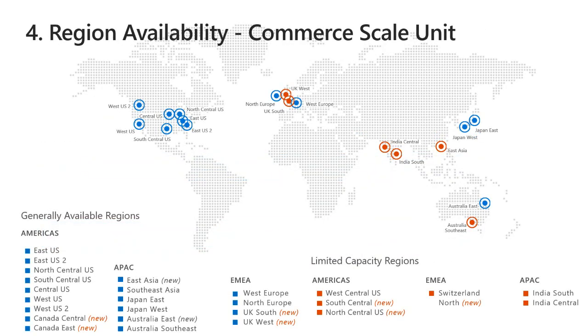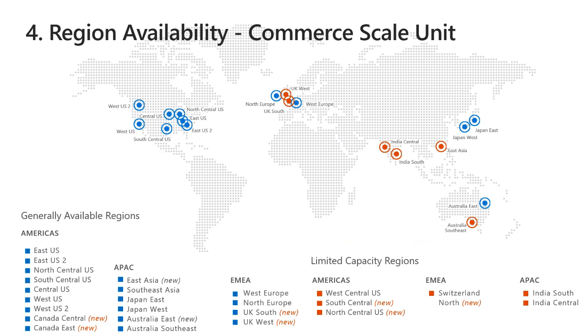Next thing we want to talk about are improvements to region availability for CSU. The blue boxes here are the regions where we have CSU available for deployment in GA mode, meaning there are no capacity restrictions. We've also shown on this diagram the red regions where we are able to support you, but it's a limited capacity region. So we cannot guarantee we'll support you, but if you have a strong enough need, we can tackle this on a case-by-case basis. We have expanded both our GA regions and our limited capacity regions.